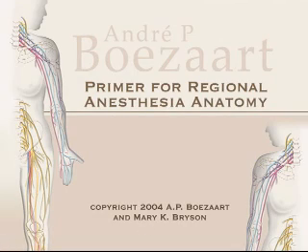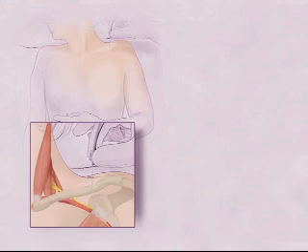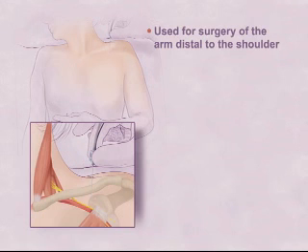It is advisable to study the appropriate essential anatomy as outlined in the Primer of Regional Anesthesia Anatomy before studying the continuous infraclavicular block. Like the single injection infraclavicular block, the continuous infraclavicular block is used for surgery of the arm distal to the shoulder.